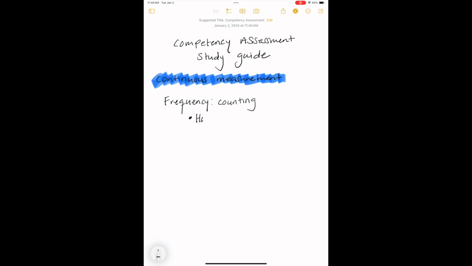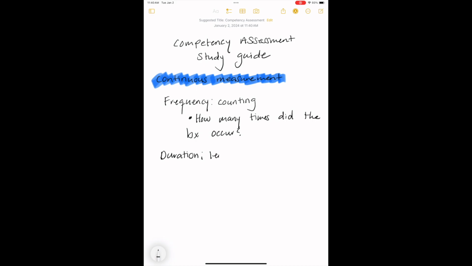How many times did the behavior, and I'm just going to put BX for behavior, did the behavior occur? And then we have duration. That's another easy one.